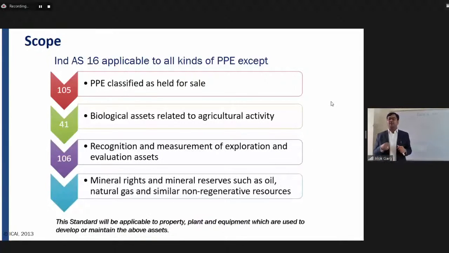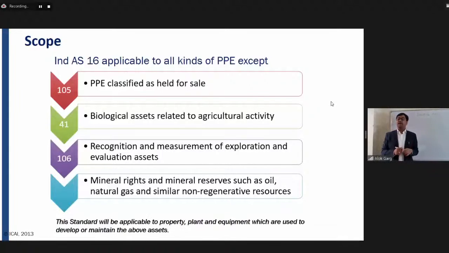And likewise, mineral rights, mineral reserves such as oil, natural gas, and similar non-regenerative resources. These are also covered under a different standard. These will not be covered under Ind AS 16. So we have talked about four things. One, it is applicable to every PPE except PPE classified as held for sale, biological asset related to agricultural activity, and the assets related to exploration and evaluation of mineral assets.